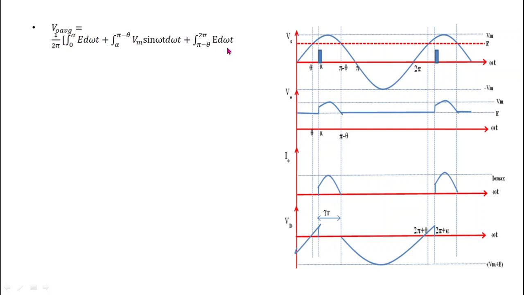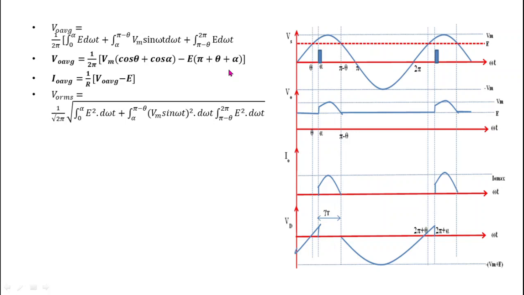On integrating we get V naught average equal to 1 upon 2 pi, Vm (cos theta plus cos alpha) minus E (pi plus theta plus alpha). Now what is I naught average? It is simply equal to 1 upon R, V naught average minus E.